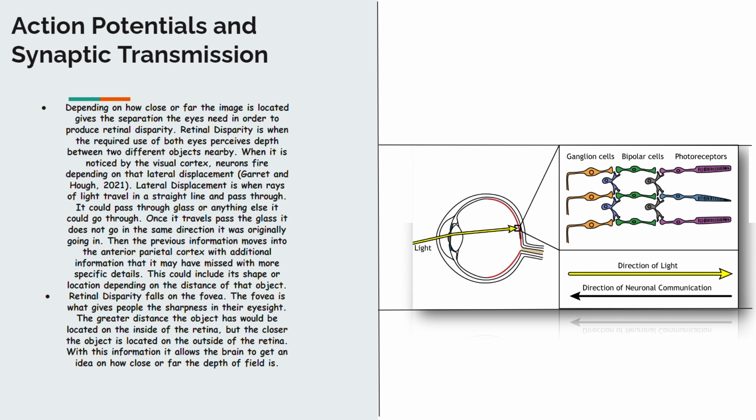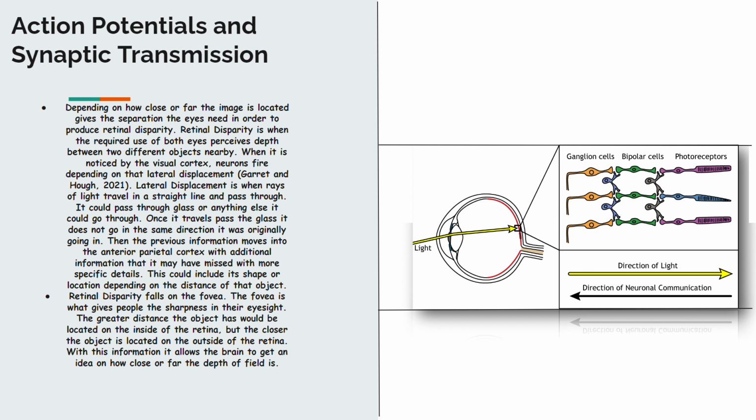Garrett and Hugh, 2021. Lateral displacement is when rays of light travel in a straight line and pass through. It could pass through glass or anything else it can go through, but once it travels past that glass, it does not go in the same direction it was originally going in.